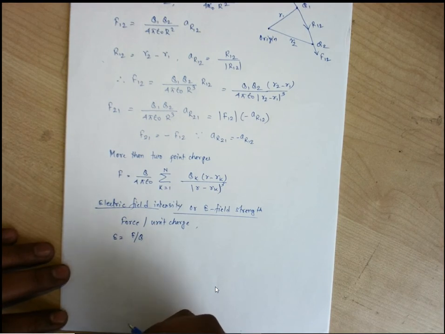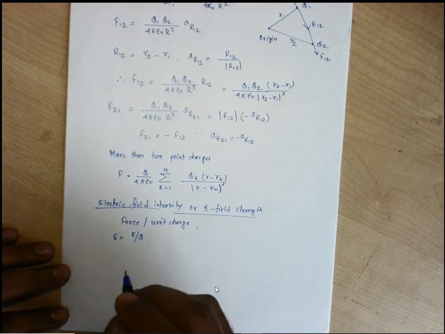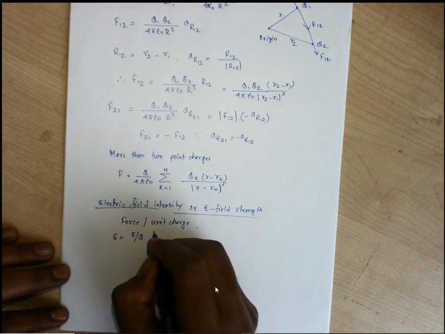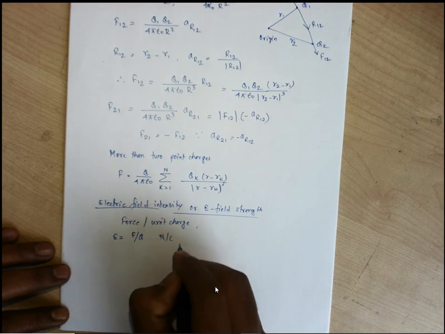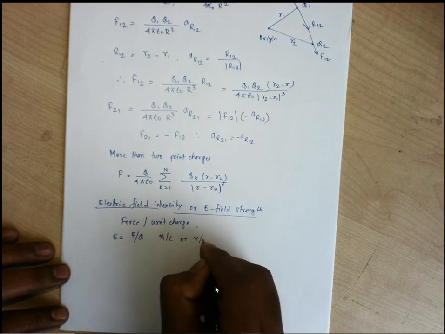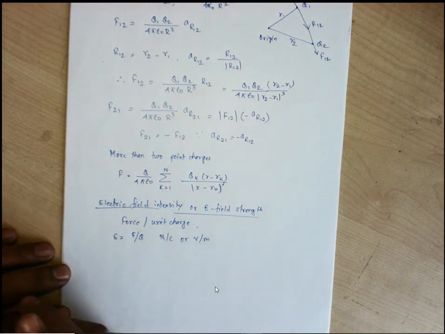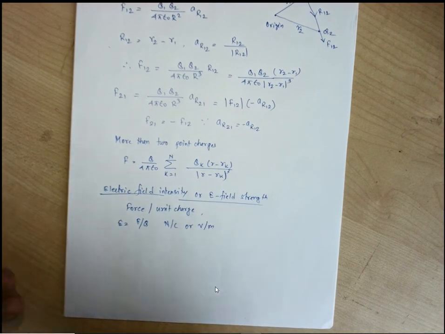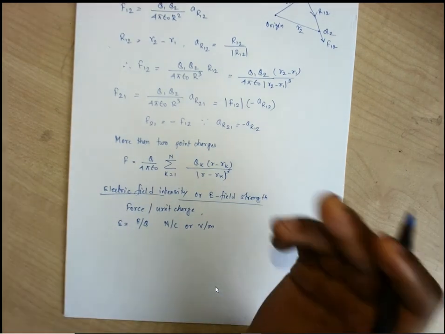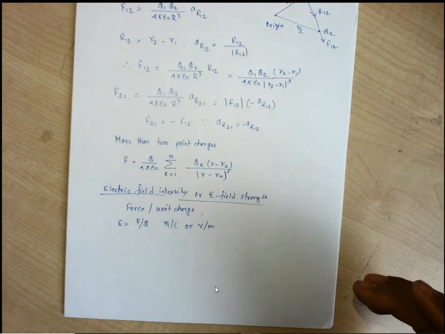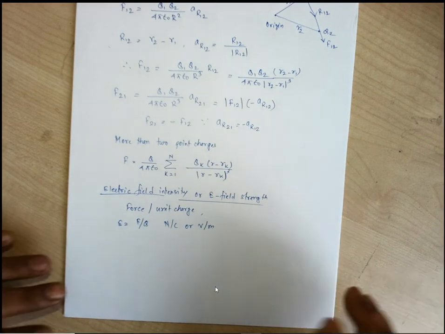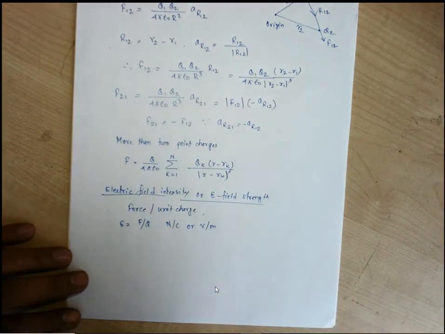What is the unit of this? Unit is Newton per coulomb or volt per meter. Okay, these are the concepts. Again, same thing. If more than 2 charges are coming into the picture, then we are supposed to take the summation. So let us solve a basic problem to recap all the concepts.